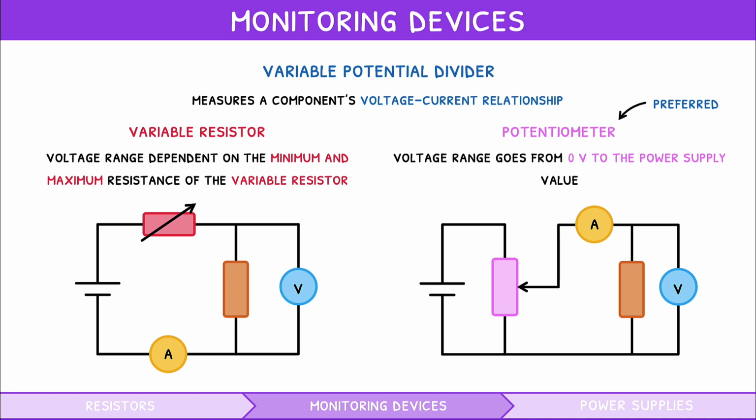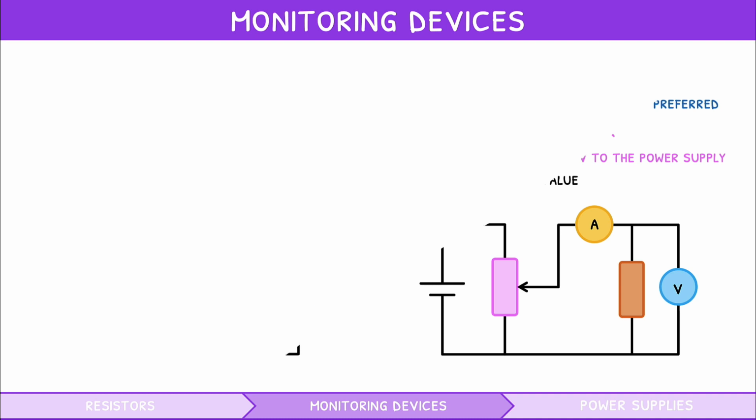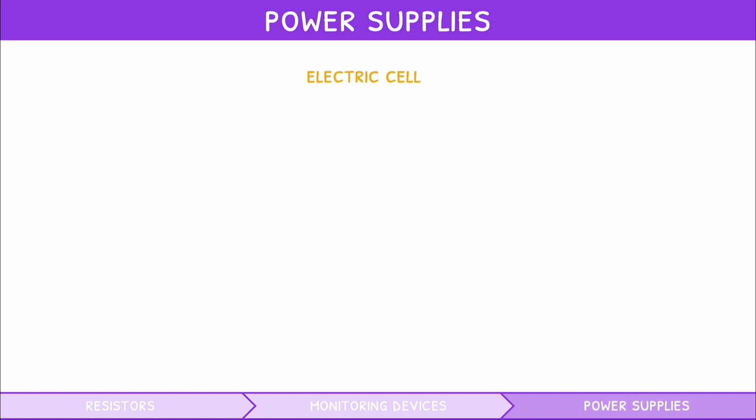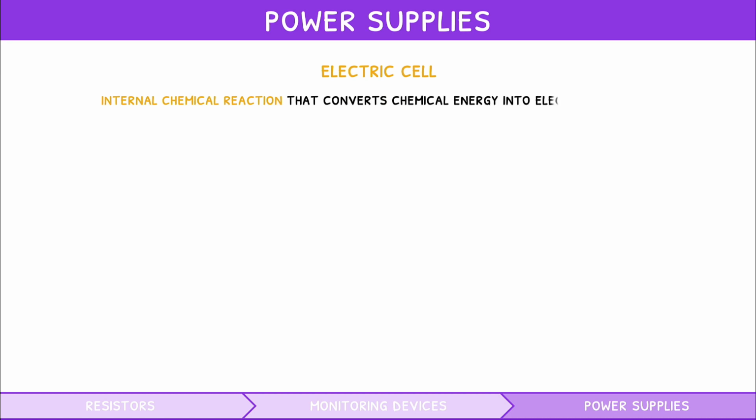Now that we know about the different types of resistors and monitoring devices, let's cover the components that allow them to work. Power supplies. The types of power supplies you need to know of are electrical cells and AC supplies. All students need to know electrical cells in detail, but AC supplies will be covered in our higher level video series for Topic 11. An electrical cell is defined as a component that houses an internal chemical reaction that converts chemical energy into electrical energy to generate a voltage.